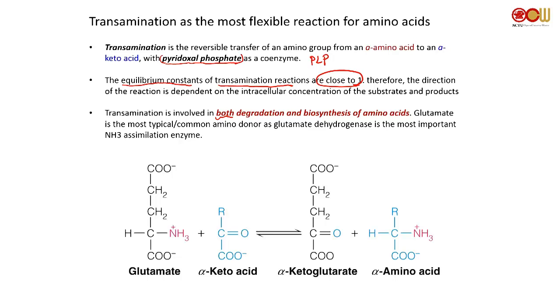Because all you have to do is a transamination and you can go from keto acid to amino acid. So in degradation, you can use this. In synthesis, you can also use this. Glutamate is the most typical or common amino donor, as glutamate dehydrogenase is the most important NH3 assimilation enzyme.